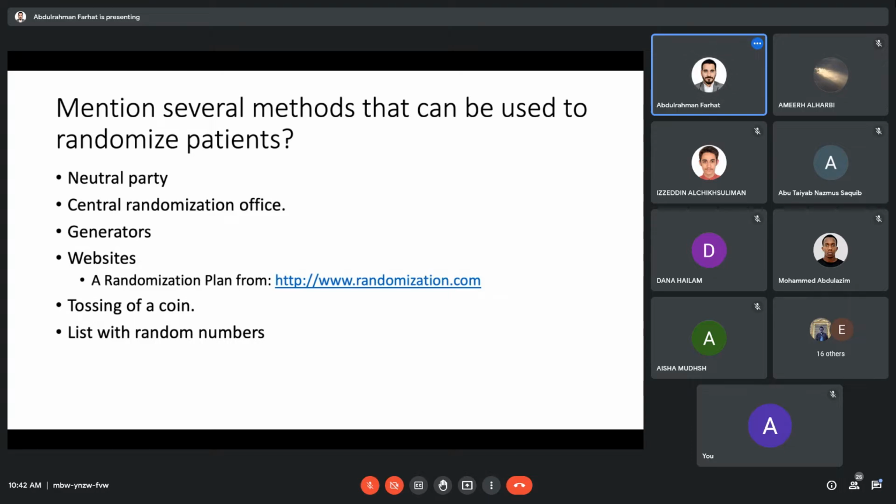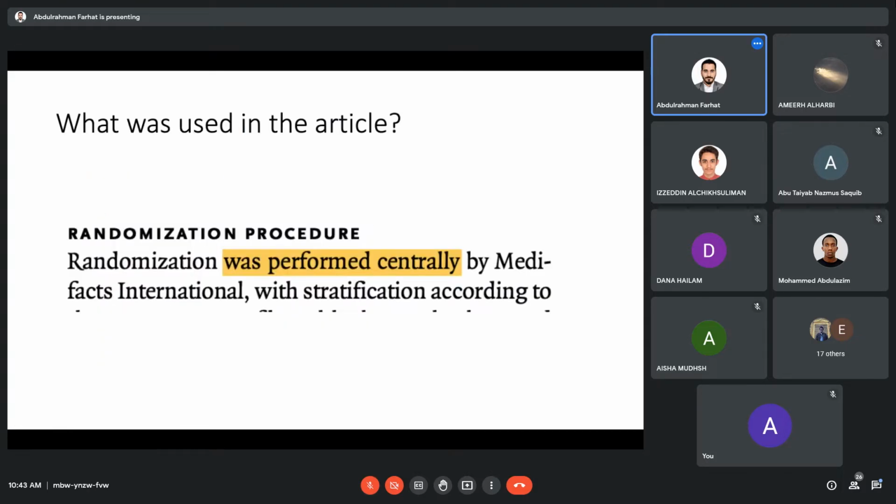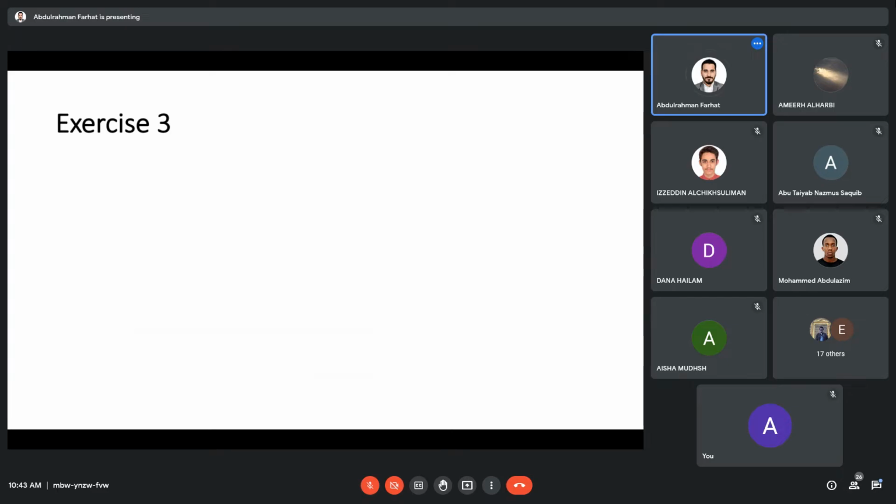So if I ask you guys, how was the randomization done in the study? Azzuddin, can you open the study and try to figure out how the randomization was done? Okay, so I have it here. If you read that out loud and tell us. Yeah, the randomization was performed centrally by the Medifact International. Okay. So they used the central office. Exactly. So they used an office or a company to do the randomization for them. Good. Thank you, Azzuddin.